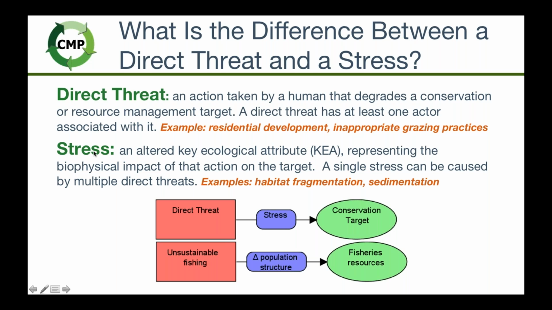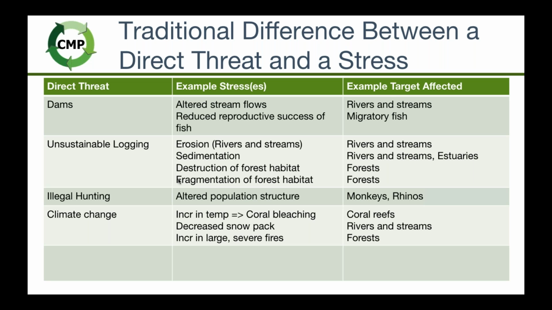So we need to look a lot at the stresses when we're looking at climate change. Typically, as I mentioned earlier, historically we have had climate change in a pink box and considered it a direct threat. Some examples of stresses that it causes are an increase in temperature that can cause coral bleaching affecting coral reefs, or decreased snowpack that's affecting rivers and streams, or an increase in large severe fires that's affecting our forests.